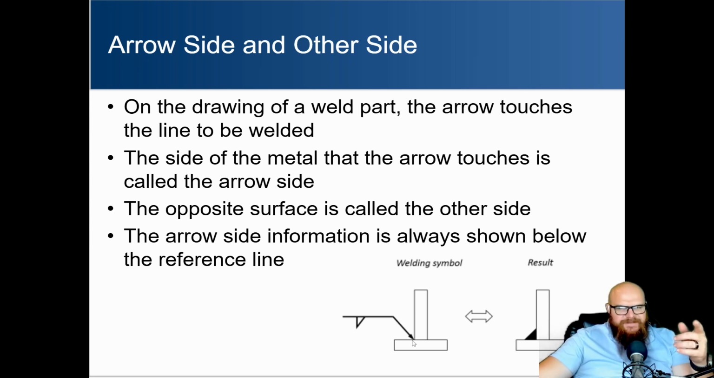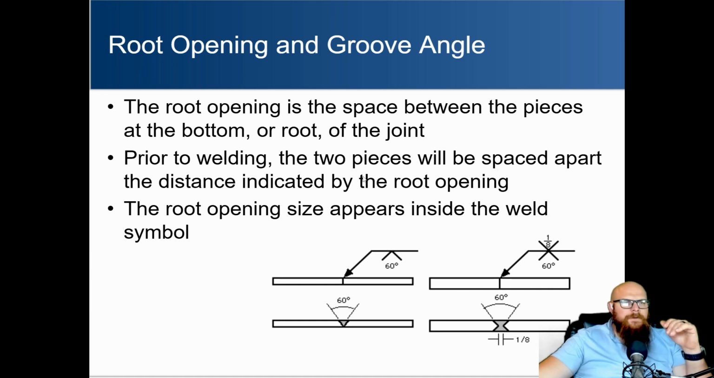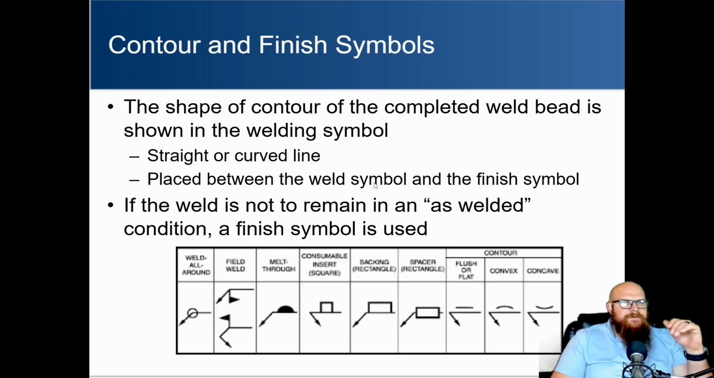So in this example right here, you see where we have the arrow touching. That's the arrow side. And then opposite of that, if we wanted to weld on the other side, we would have that. I don't know if I have it here. Hold on, let me go through.